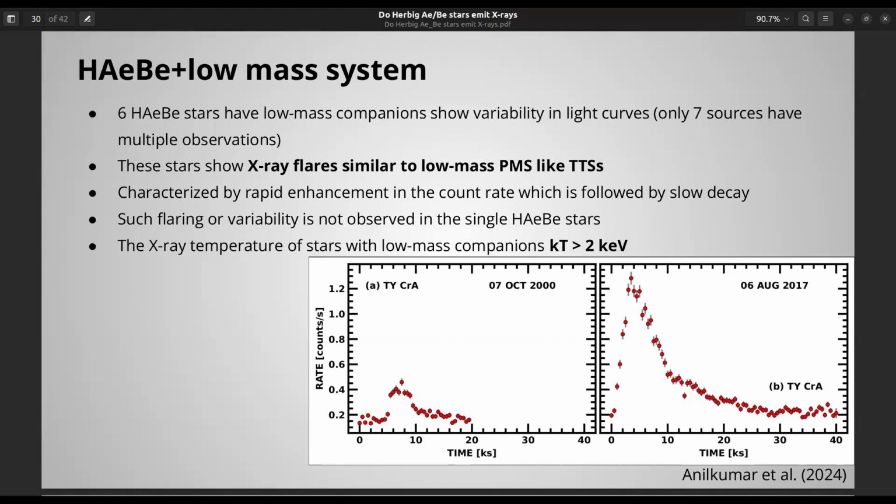Activity also, if it's coronal activity, I've seen you have checked H alpha, but did you check the calcium triplet? Because the calcium triplet is quite an obvious indicator of coronal activity. We have not checked the correlation between the calcium triplet and the X-ray emission. So I would look into it actually.